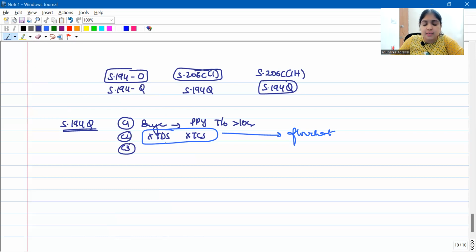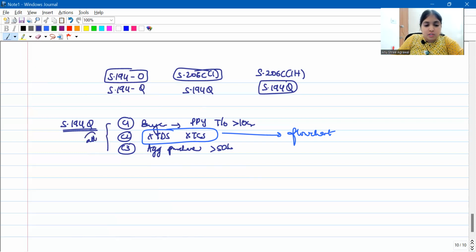Third condition is that the assessee should be a person. Aggregate purchase, sorry, the aggregate purchase he should have made from that particular seller more than 50 lakh rupees. I am a buyer. I am buying from many sellers. The sellers from whom I am buying more than 50 lakhs, only their TDS is applicable.